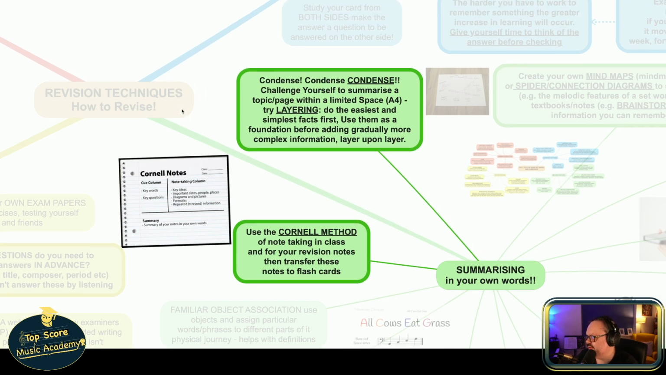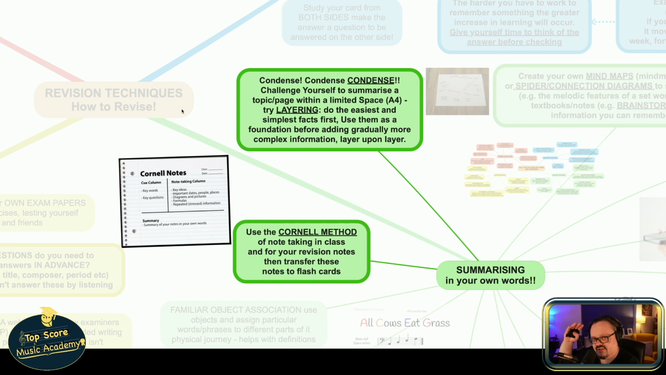Challenge yourself to summarize a topic or a page within a limited space, like an A4 or something. Try layering. Do the easiest and simplest facts first. Use them as a foundation before adding gradually more complex information layer upon layer. So yeah, you could do that.